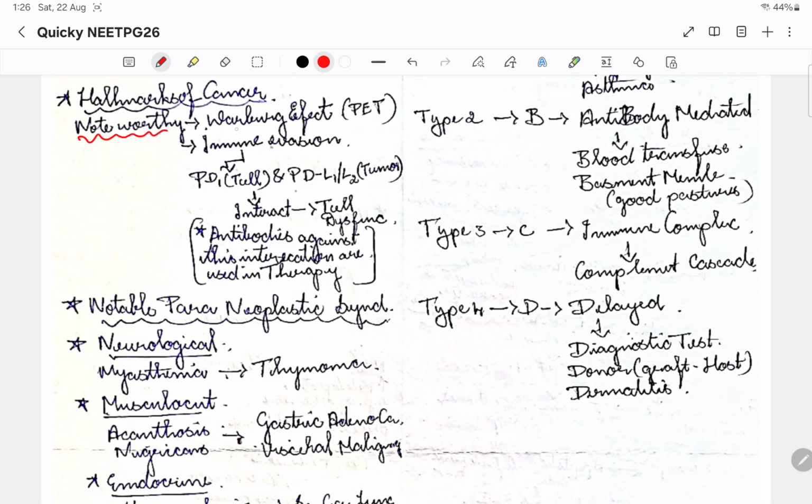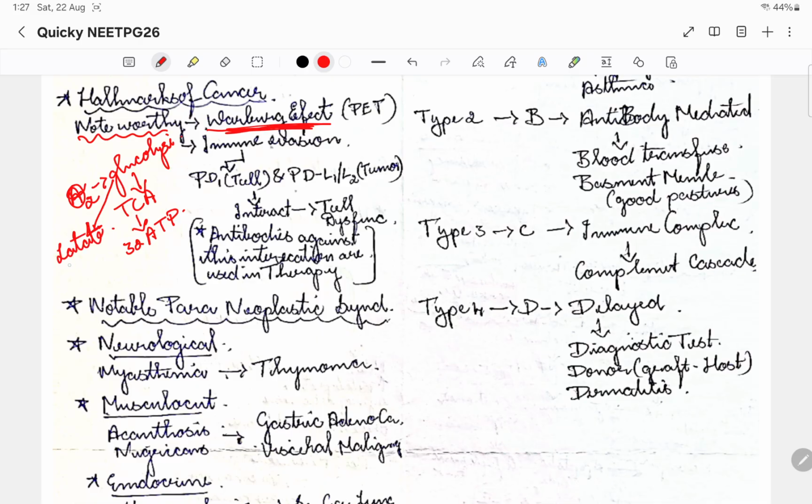Remember these things. There is something known as the Warburg effect, which we discussed in my biochemistry, right? When there is oxygen, glycolysis will go into the TCA cycle, and all 32 ATPs will be produced. But in cancer cells, even though oxygen is present, glucose goes on to form lactate.